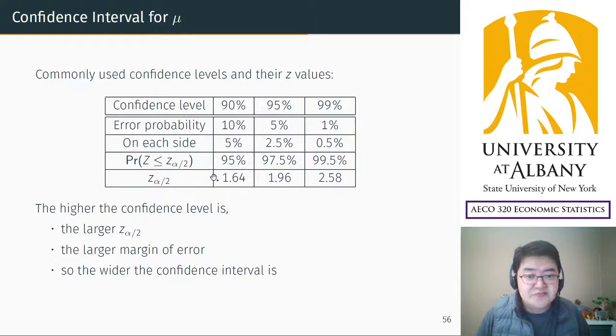So these three numbers are very common, and if you have taken another statistics course, you may have memorized these numbers. Memorizing these numbers is not bad. Many people memorize them because they are so commonly used. In sum, the higher the confidence level is, the larger the Z value is, and the larger the margin of error, and so the interval is wider. That's a simple relationship between confidence level and its effect.